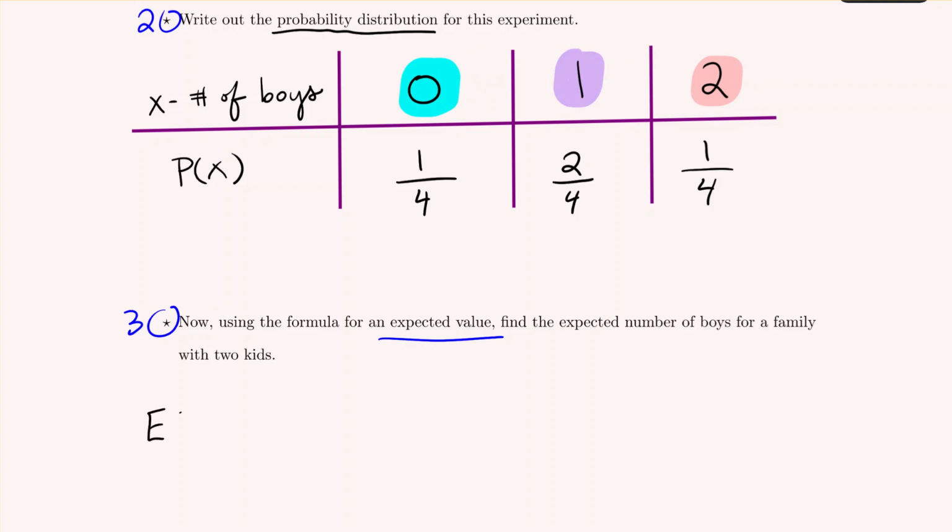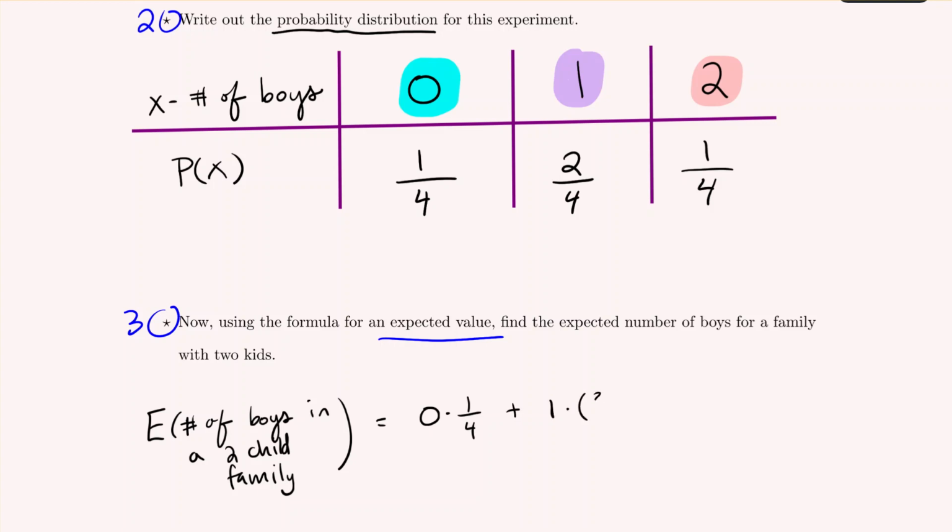So our expected value of the number of boys in a 2-child family, so I'm kind of describing what we're looking at, is equal to 0 boys, the likelihood of that is 1/4, plus 1 boy, the likelihood of that is 2/4, plus 2 boys, the likelihood of that is 1/4, and we'll add all of those together.